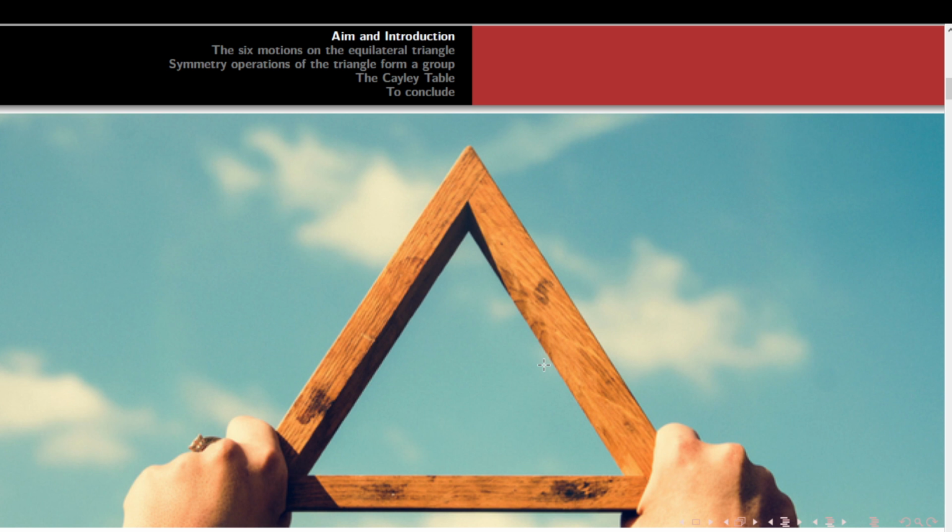Yes, this is an equilateral triangle, right? You have three sides, all the three of them having equal length. Similarly, all the three angles of the equilateral triangle are 60 degrees, because we divide the whole angle, 180, divided by 3, and you get 60. So that's an equilateral triangle.